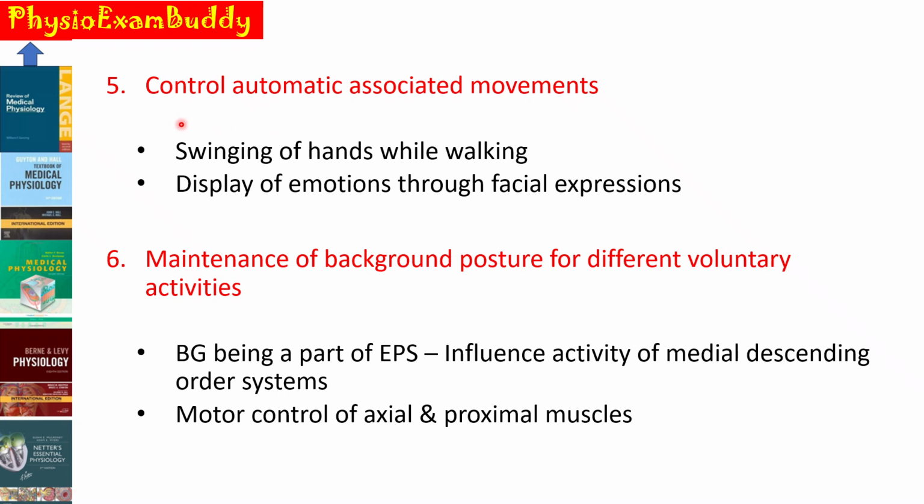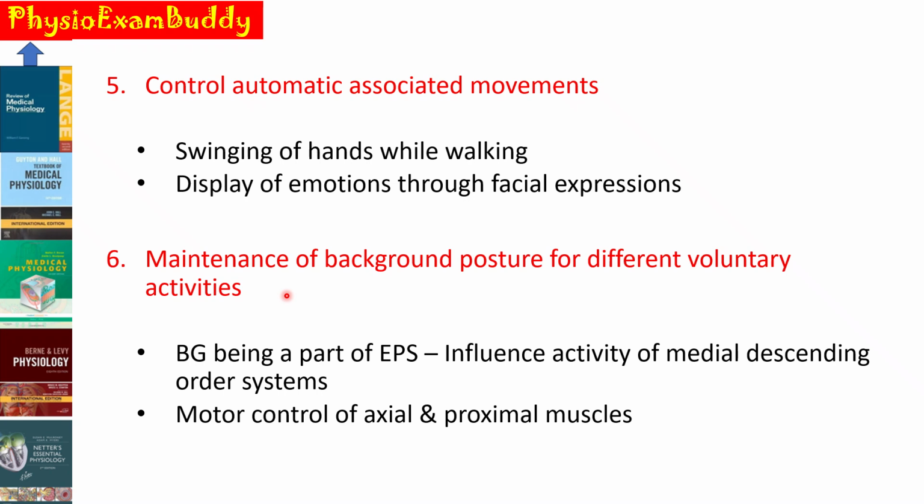Next function of basal ganglia is to control the automatic associated movements. That is, while walking, we usually swing our hands, and this occurs almost subconsciously. So, these automatic associated movements are also controlled by the basal ganglia. And another example for this is display of the emotions through the facial expressions.